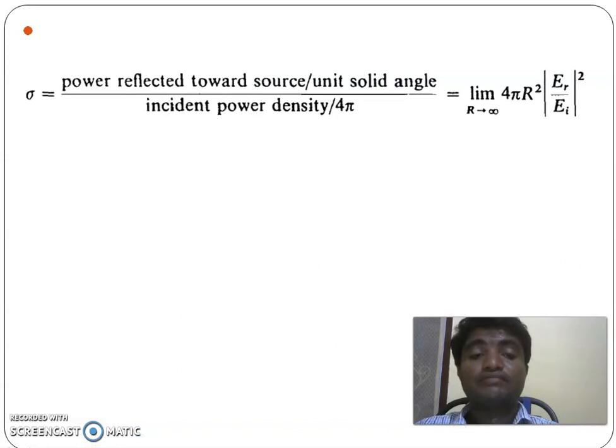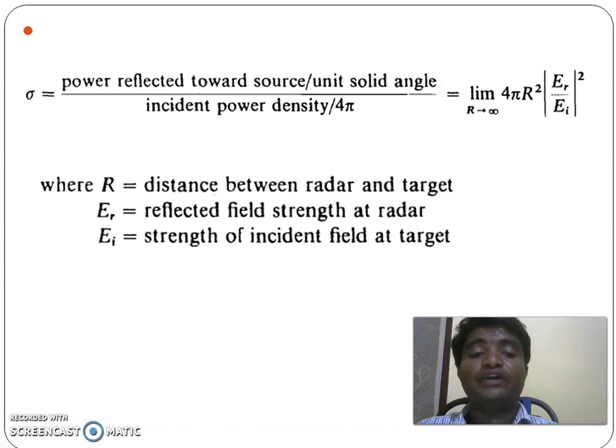the radar cross section sigma equals power reflected towards the source per unit solid angle divided by incident power density by 4 pi, that is equal to the limit as R tends to infinity of 4 pi R squared times the magnitude of ER by EI squared, where R is the distance between radar and target, ER is the reflected field strength at the radar, and EI is the incident field strength at the target. Next we can see the radar cross section of the sphere.